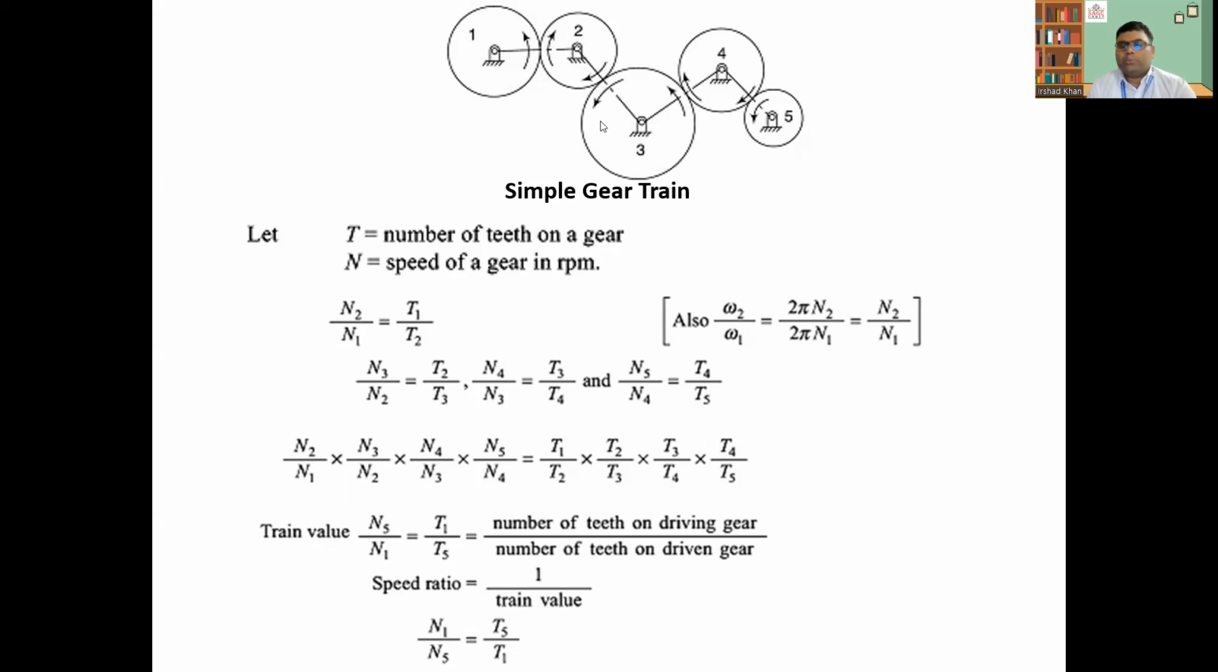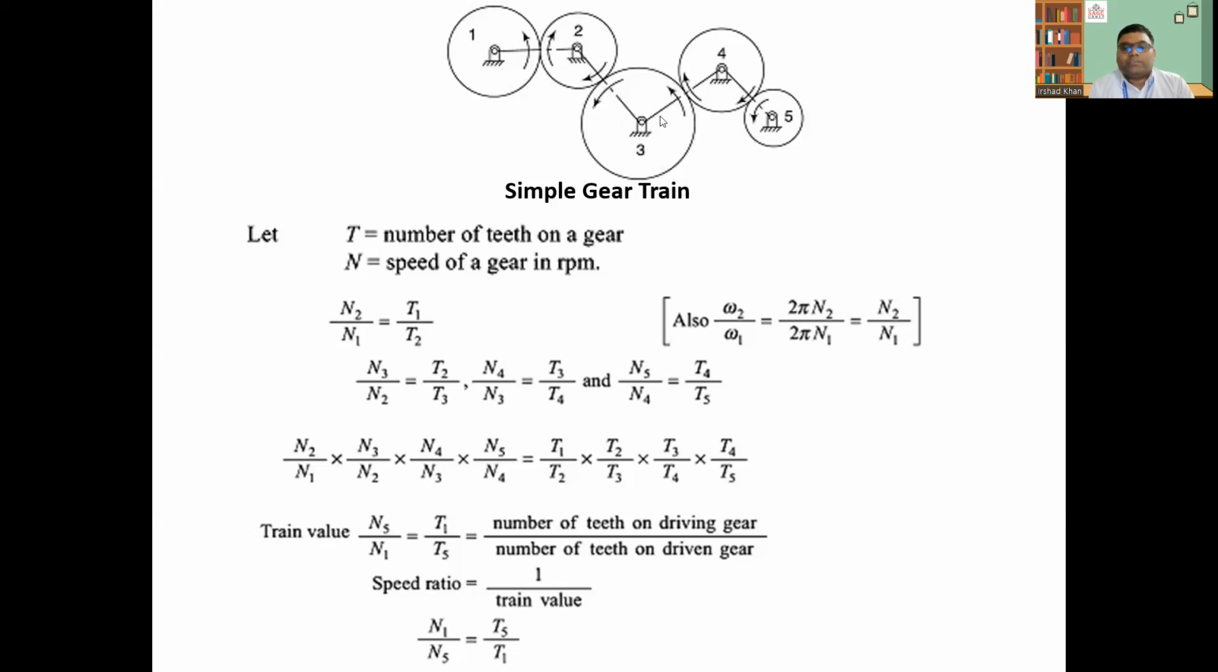Here there are two variables, T and N, where T is the number of teeth on a gear and N is the speed of a gear in RPM. So we can say the train value is N2 upon N1. If I'm talking about the first pair of mating gears, 1 and 2, it would be N2 upon N1 equals T1 upon T2. Similarly for 2 and 3, we can write N3 upon N2 equals T2 upon T3.